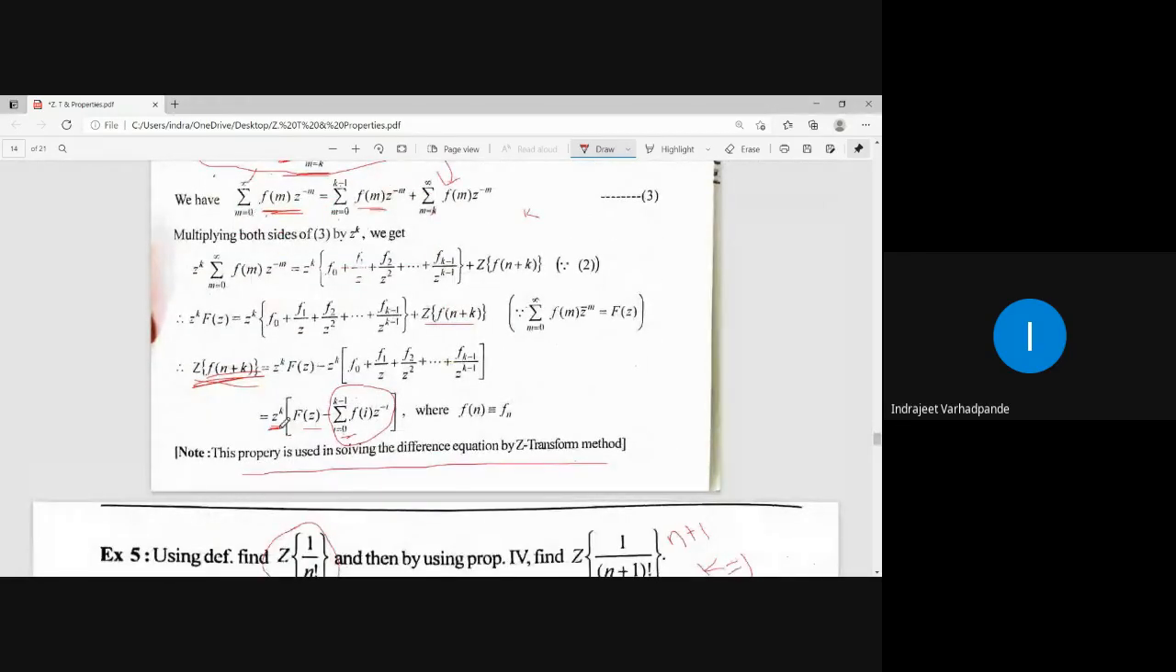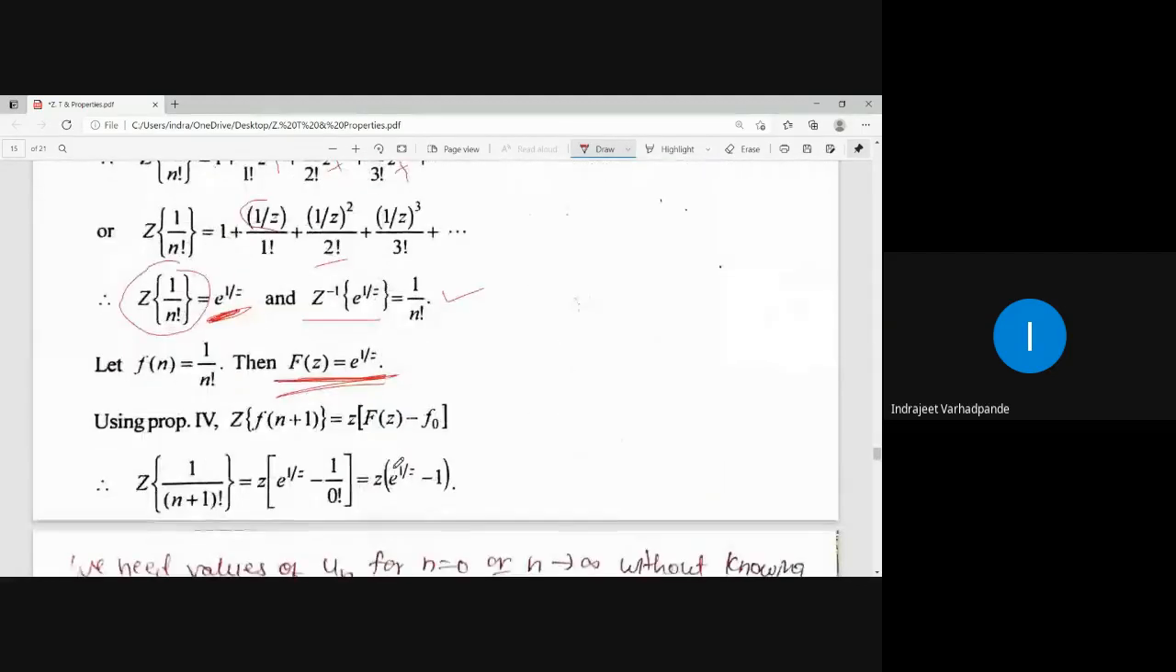So as per this property, what is the statement? Z to the power k into f of z minus this. K is equal to 1. So what will my answer be? Z of f of n plus 1 is z to the power 1 f of z minus, k minus 1, that is 1 minus 1, 0. Only the first value of the sequence will come. So what will the final answer be by the property?